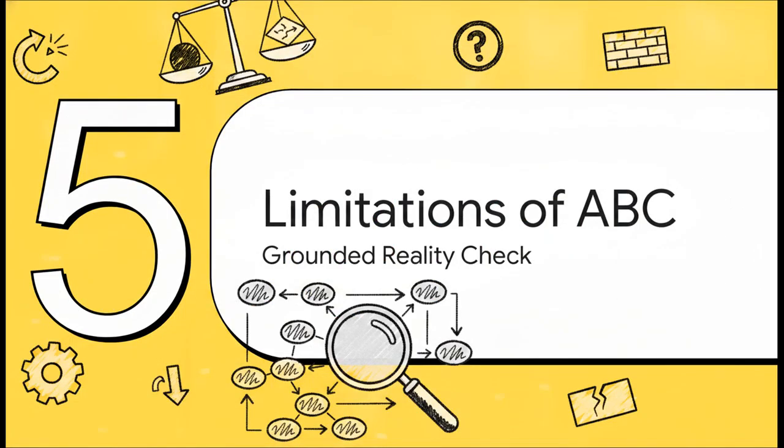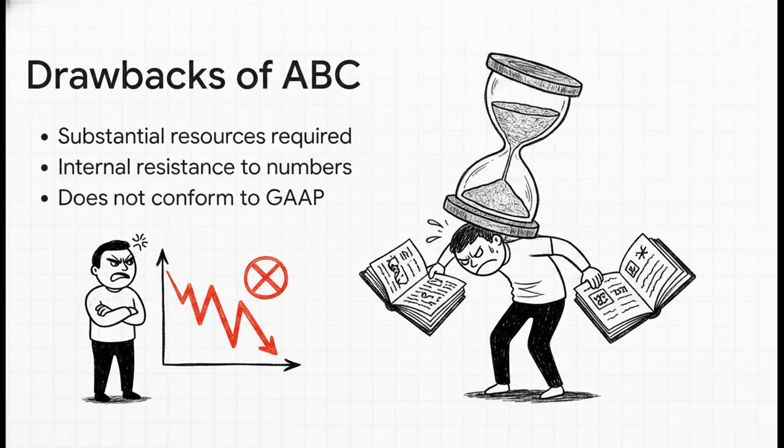Finally, let's wrap up with part 5, the limitations of ABC. Now, as incredibly powerful as this is, a quick reality check is in order. ABC is a fantastic tool, for sure, but it's not without its trade-offs. First, it requires substantial resources to implement and maintain. Interviewing employees, tracking data, updating rates, it's expensive and it takes a lot of time. Second, you are going to face internal resistance. Managers who thought their departments were highly profitable under the old system might suddenly look pretty bad under ABC, and they will fight those unfamiliar numbers.